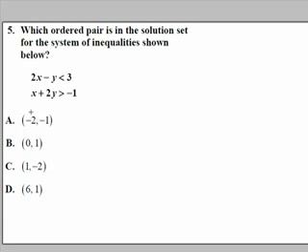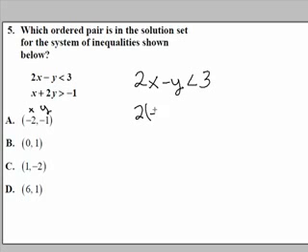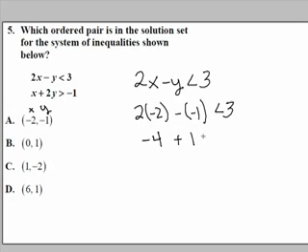So x is equal to -2 and y is equal to -1. I'm going to take those values and plug them into the first inequality. My first inequality is this. Everywhere I see an x, I'm going to substitute a -2, and everywhere I see y, I'm going to substitute a -1. And I get -4 plus 1 is less than 3. -4 plus 1 is -3. It's less than 3. So is this a true or false statement? I think it's true. -3 is less than 3.